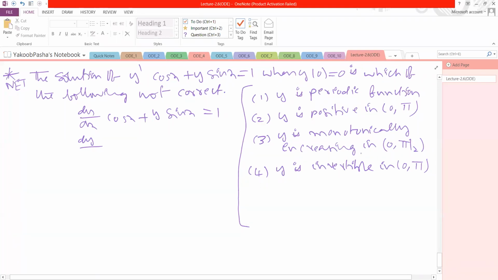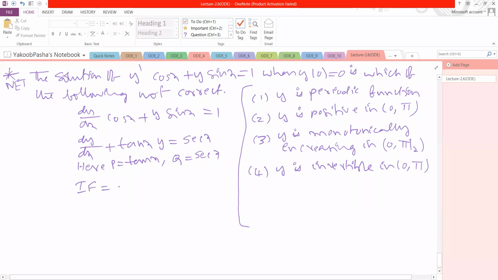Now we are writing this differential equation as dy by dx plus, dividing with cos x, sin x by cos x becomes tan x, into y is equal to 1 by cos x, which becomes secant x. So compare this differential equation with dy by dx plus py is equal to q. So here p is equal to tan x, q is equal to secant x.